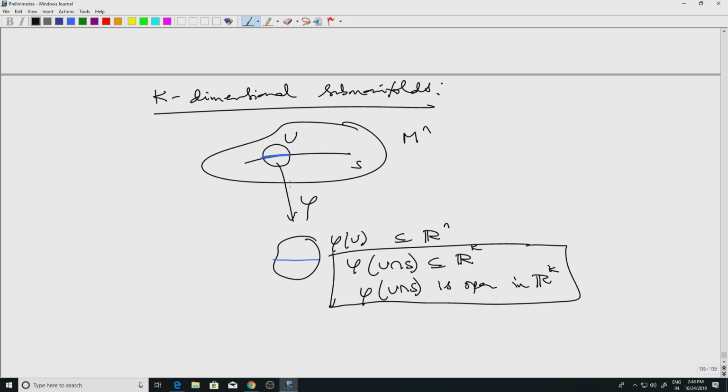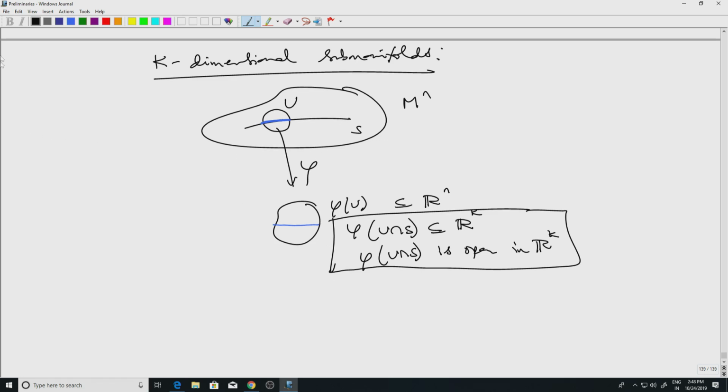If every point of S is contained in some such chart, we saw that we could give a smooth structure on S and make S itself into a k-dimensional manifold. But it's much more special than just saying that S is a k-dimensional manifold. As I said, it should be naturally related to the structure on M. And the definition makes it clear. After all, we are getting the charts on S just by starting with charts on M.